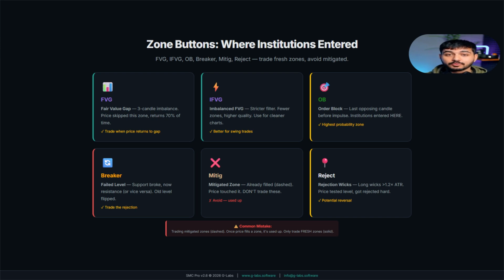Breaker is a failed level that flipped. Old support becomes new resistance. Mitig shows zones that are already filled, shown dashed. Don't trade these. Reject shows long rejection wicks. Price tested a level and got rejected hard. These are potential reversal signals.